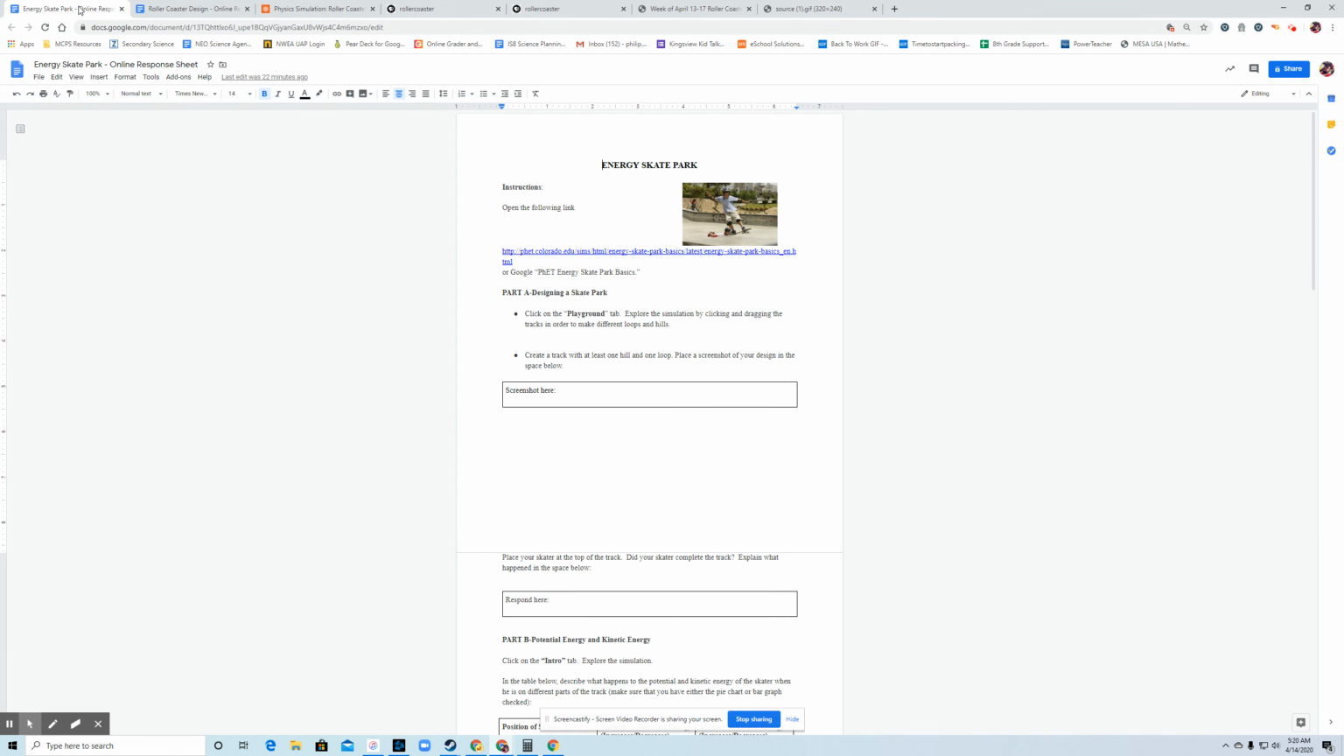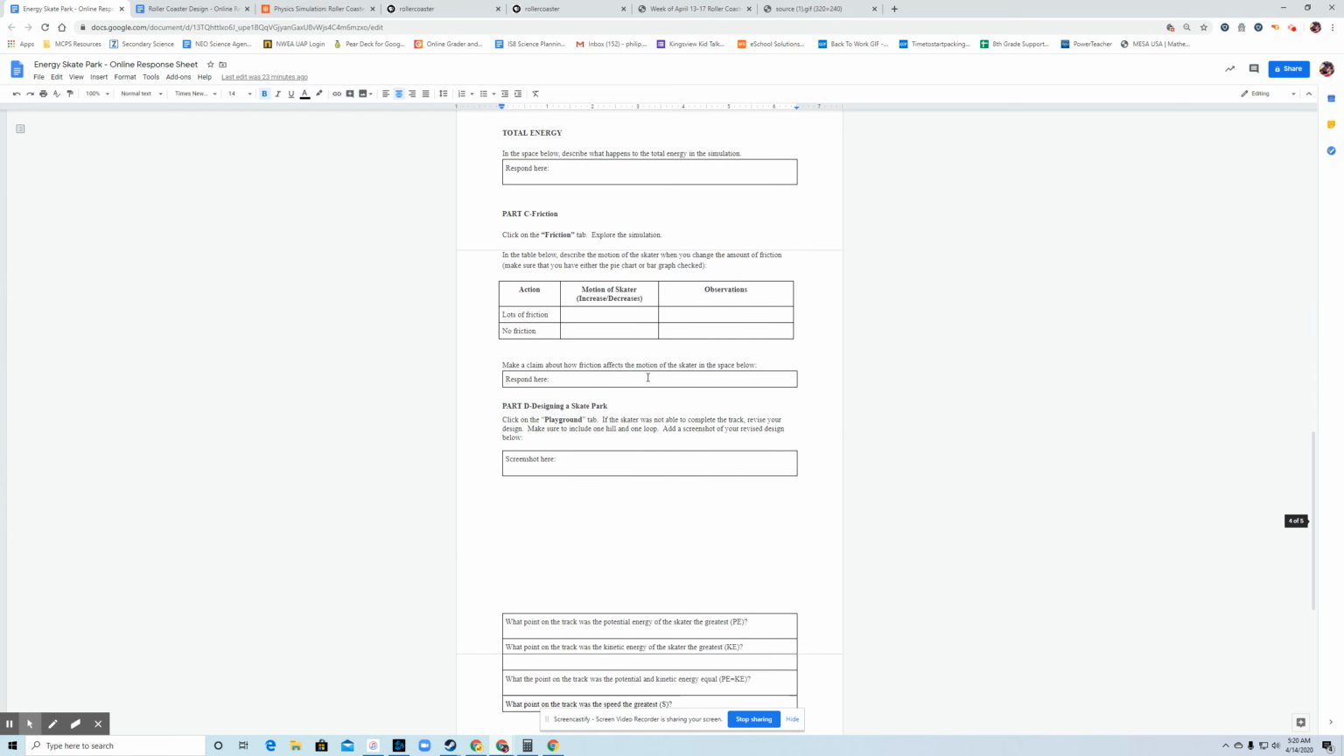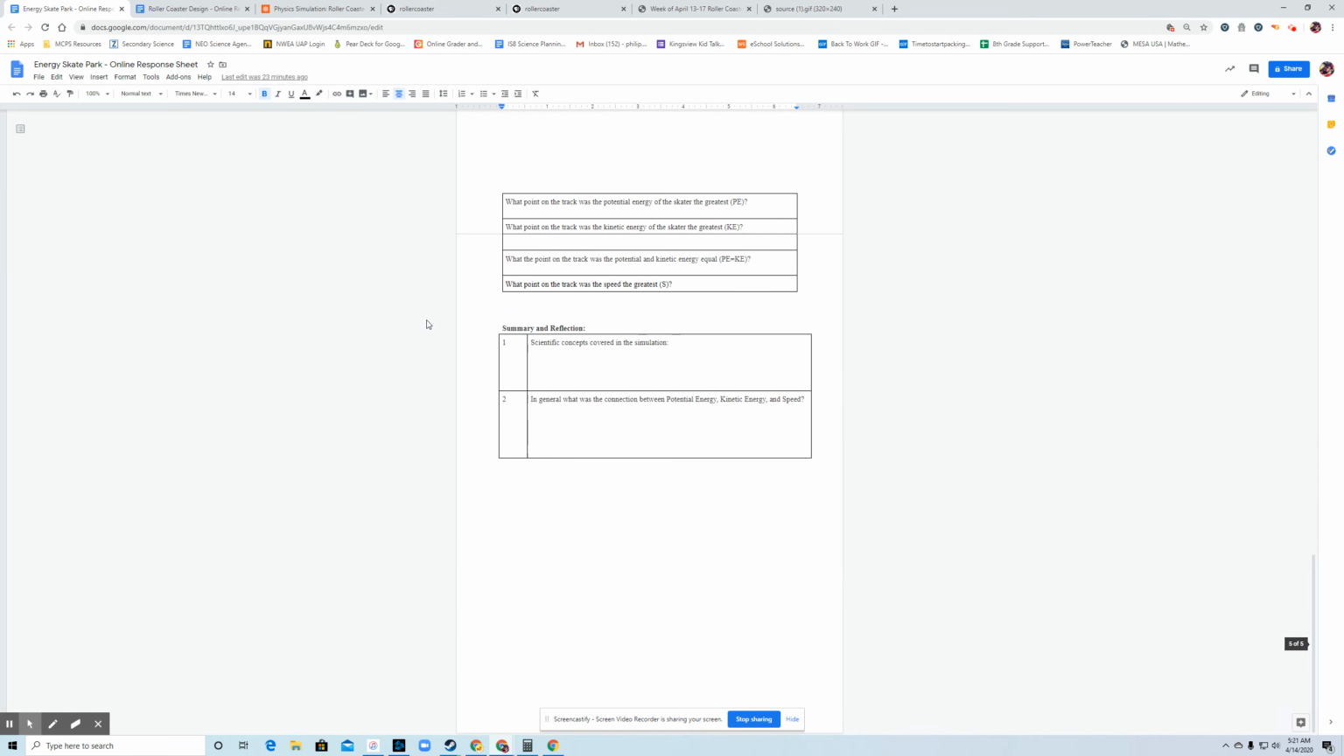If we look over here, you'll also see something called Energy Skate Park. So if you don't care about roller coasters or your Flash does not work, if you can't get Flash to run or the simulations run, here is your alternate assignment. You can choose to do this if you'd like. It's about a skateboarder. It's provided by the county, so it should work on your Chromebooks. So if you want to learn about Tony Hawk and that kind of fun stuff, go ahead and design a skate park. Follow these links and fill in these blanks. Make sure you pick one or the other. You do not have to do both.